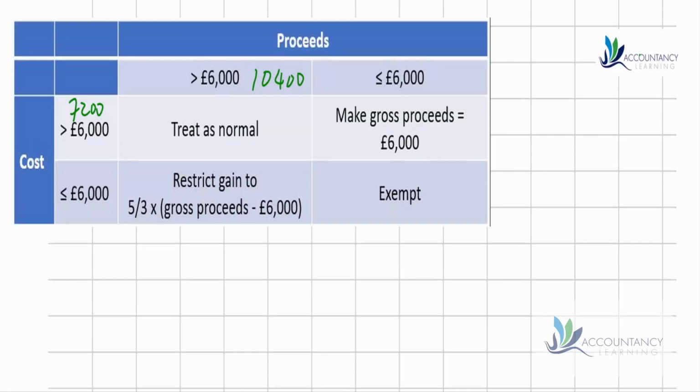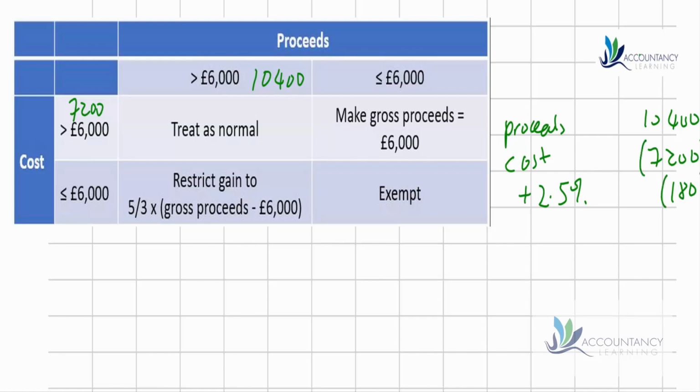So to work out our gain, we'll take our proceeds of the 10,400, and then we need to deduct the cost, which was the 7,200. But remember, on top of that, we had to pay the auctioneer fees of 2.5%. So the 7,200 multiplied by the 2.5% gives a further 180 cost. Once we deduct the cost and the auctioneer fees from the proceeds, that gives us a capital gain of £3,020.